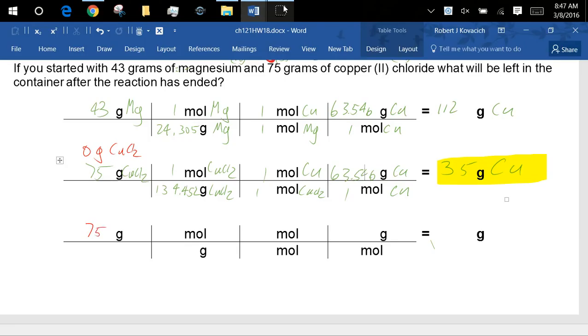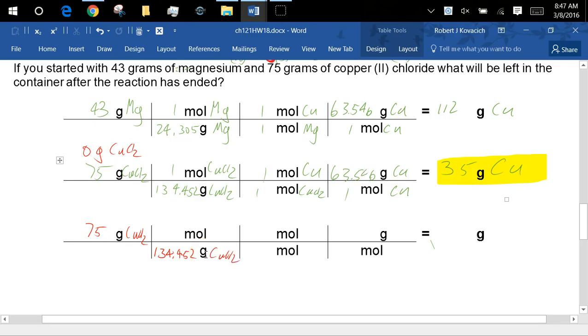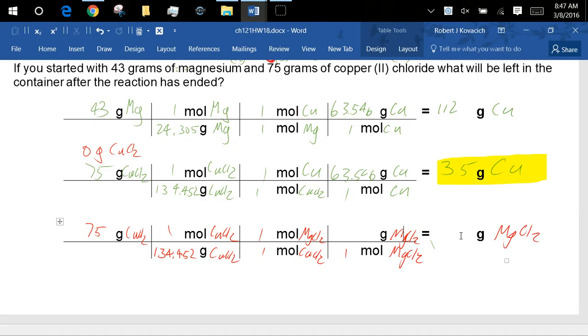So I'll start here with 75 grams of CuCl2, 134.452 grams CuCl2, 1 mole CuCl2, and 1 mole CuCl2. And then up top I'm going to need to put 1 mole of magnesium chloride. And so the magnesium chloride is 35.453 times 2 plus 24.305. So this is 95.211. Okay, so that times 75 divided by 134.452, I got 53. Okay.